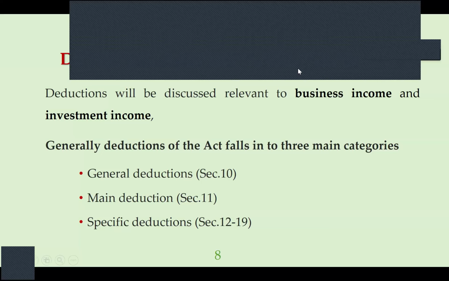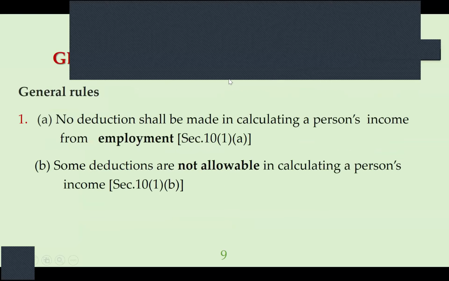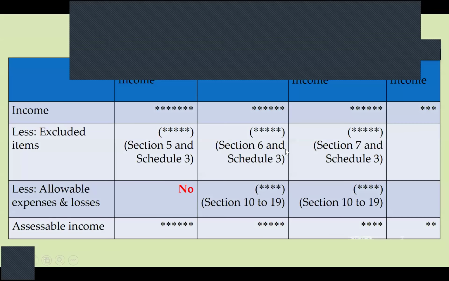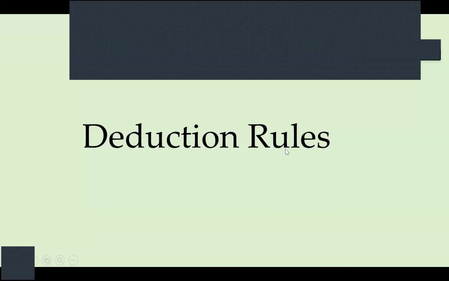Last week we did business income. So that is the second income source. So today we are going to start not the business income but the deductions. So why do we need deductions? That is very important. Deduction rules are very important. What is the reason? Why deduction rules are very important?